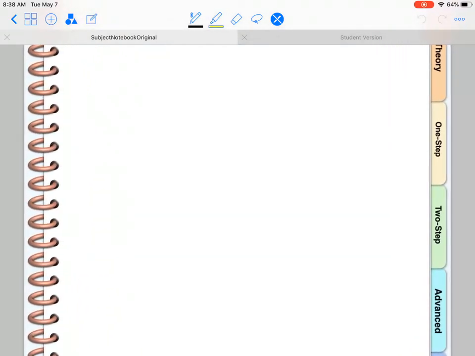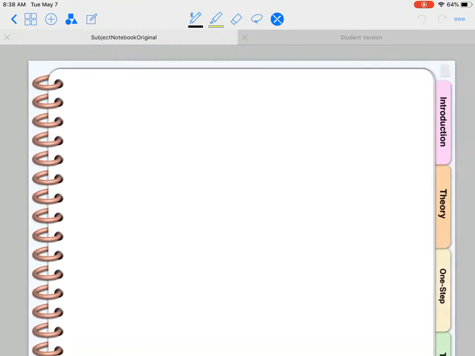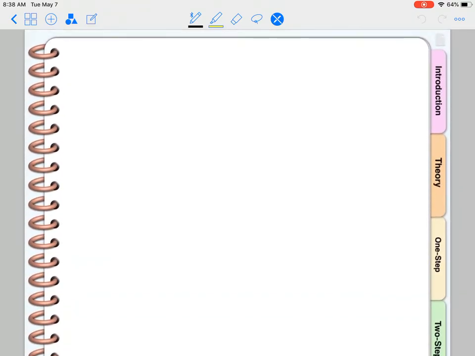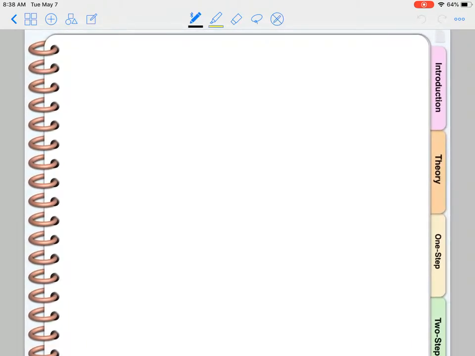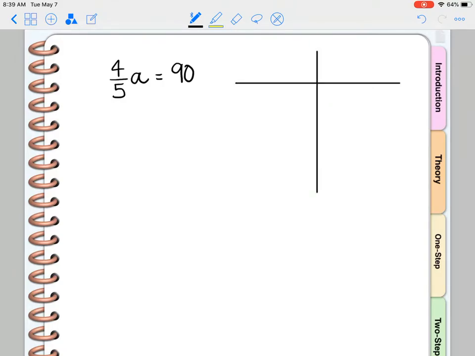The good news is that you already know how to do this because you took the time in the last set of problems to learn a proper way. This section should not be difficult at all. Okay, so the first one is 4/5 A equals 90. And immediately I can tell you that I don't need a ghost 1 here. We already have a numerator and a denominator, so we're ready to solve this problem. And it's going to go very quickly.